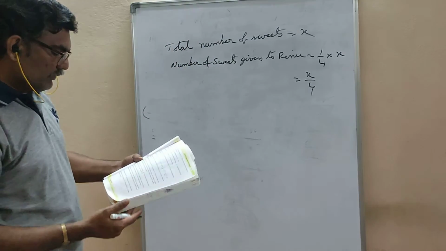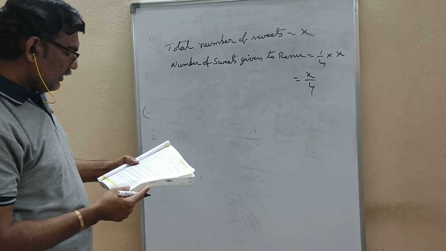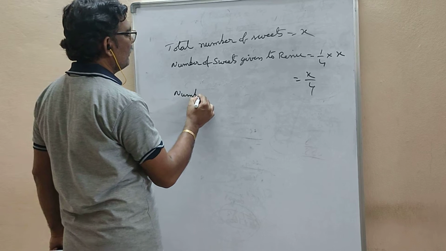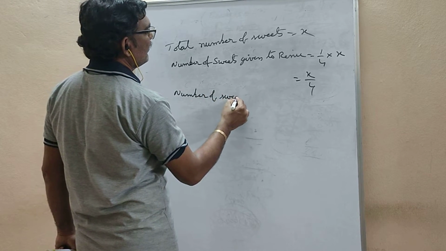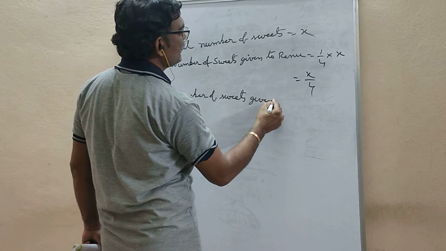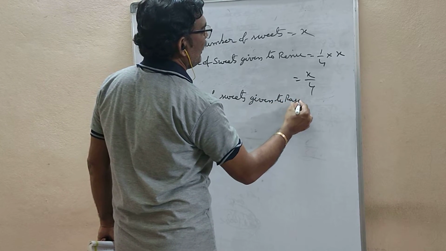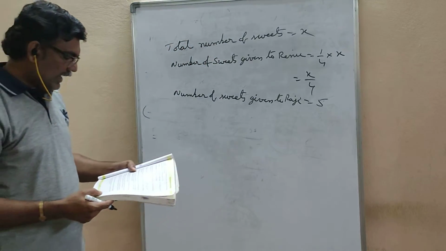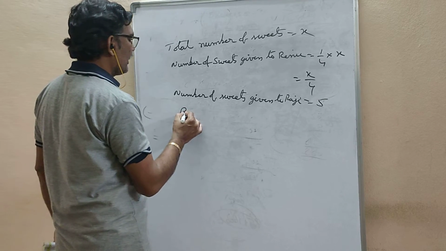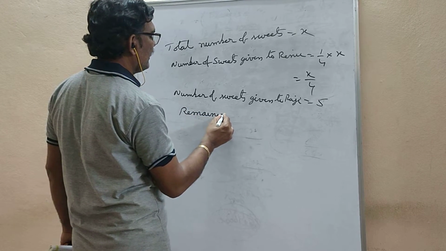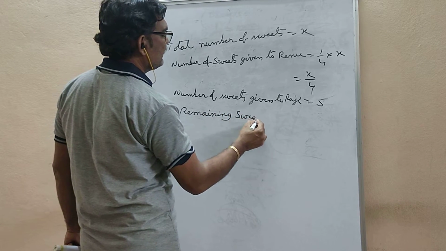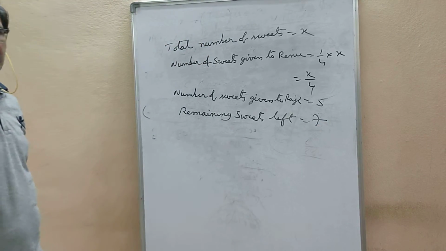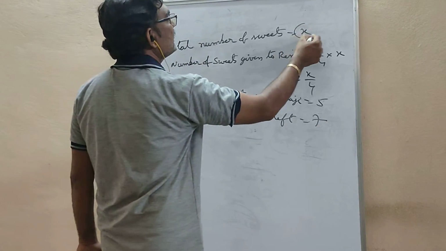Okay. Next what he said is, then he gives 5 sweets to Raji. Number of sweets given to Raji. For Raji, he gave 5 sweets. Okay. He has 7 sweets left. Remaining sweets left. 7 sweets left. So here, x is what? Total number of sweets.